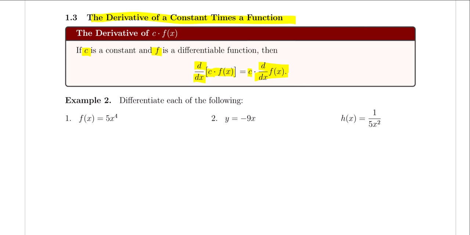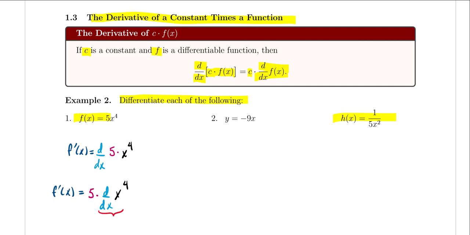So let's take a look at a couple of examples here. I want to differentiate the following, and let's go for the first one and the last one here. Okay, so for the first function, we're given that f of x is equal to 5 times x to the fourth. Taking the derivative, we're going to get f prime of x is equal to the derivative with respect to x of 5 times x to the fourth. Since we have the 5 as a constant, I'm going to write it outside of the derivative operation, and then we're just going to get 5 times the derivative of x to the fourth.